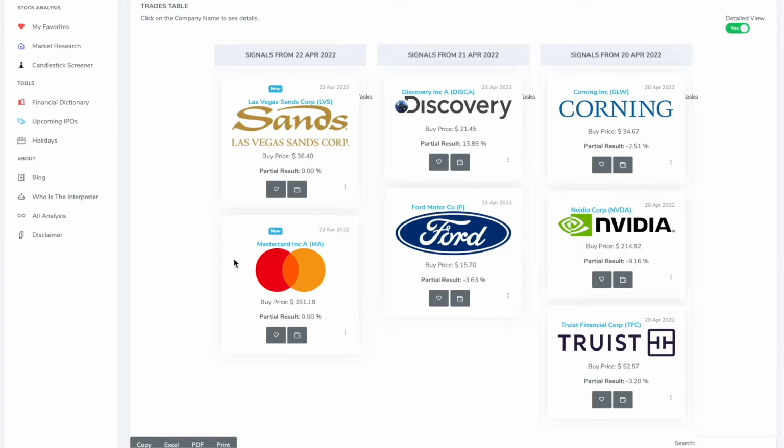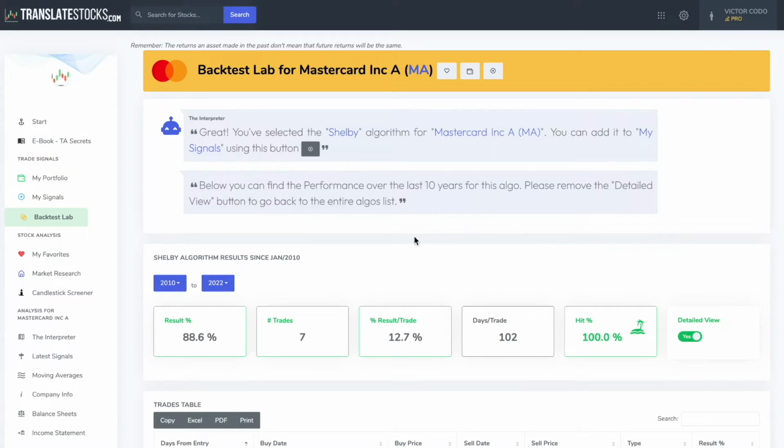a list of favorites. So we'll take MasterCard, for example. We want to get into a position. We want to trade this stock and this signal. So let's click on it. Now, we're going to see only the Backtest Lab for the Shelby algorithm for MasterCard. So let's trace back to see how we got here.